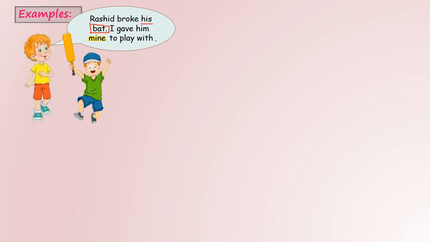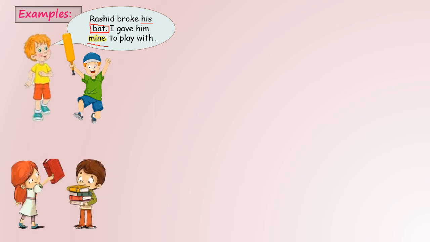I give him mine. Here it is possessive pronoun, which is used for first person singular pronoun, that is I. Is it clear, children? To play with him. You can see there is no noun after that. Yes. Now let's see one more example.